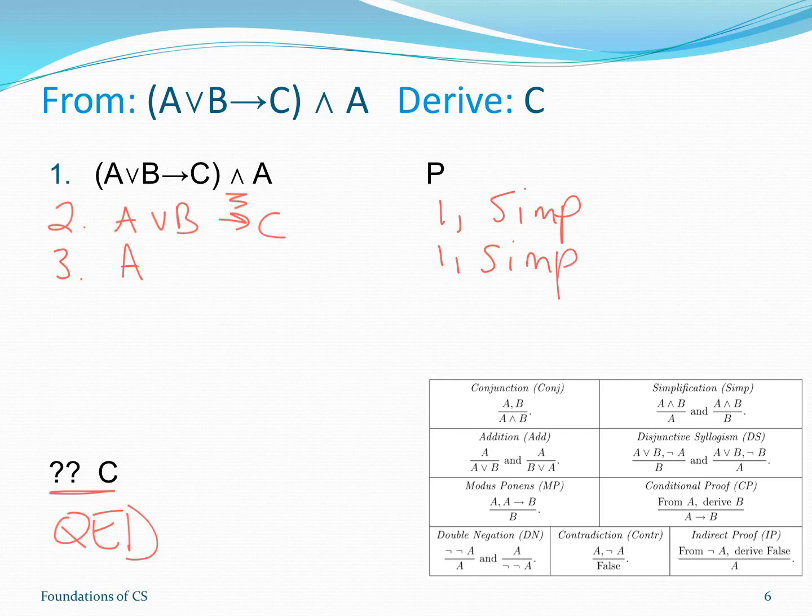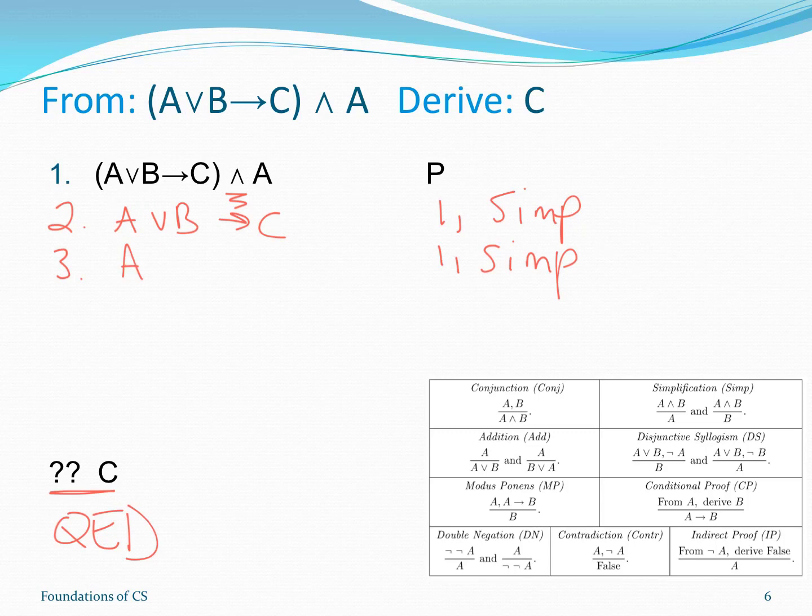And now, where are we going? We're trying to get to C, right? And if we look at the problem, we can see that we have this implication thing, and modus ponens is our friend. Whenever we see implication, you want to first think, can I use modus ponens to get there, right? Because if I have this first piece, the A or B, I can use modus ponens to give me the C, and I'm done. Now I have A.